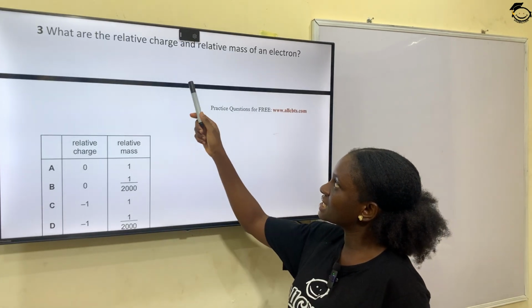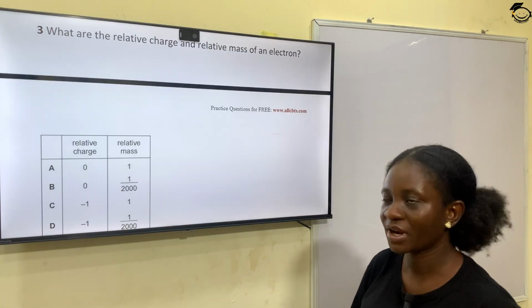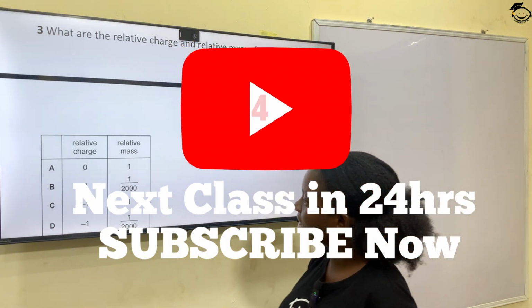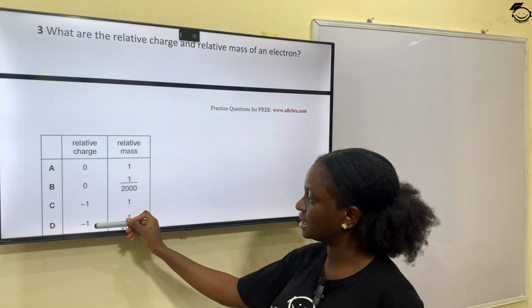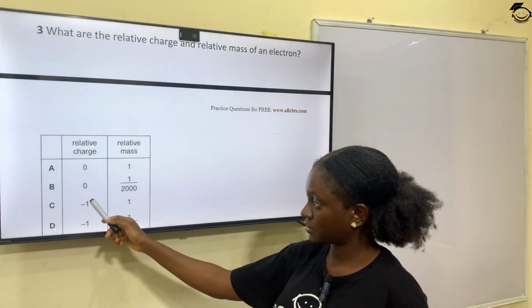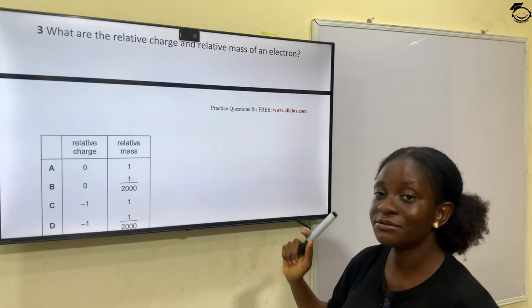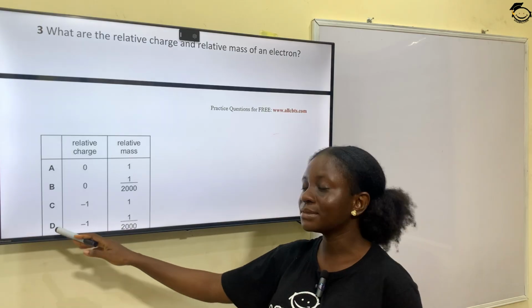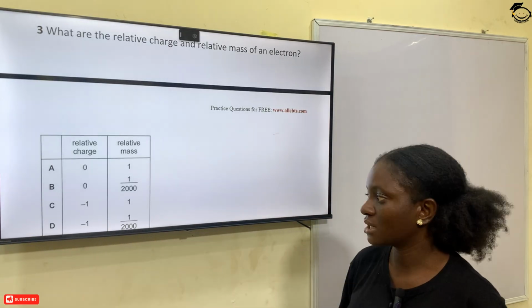Question 3. What are the relative charge and relative mass of an electron? An electron is negatively charged. So looking at these options, which one is negatively charged? We have option C and D. So that's -1. An electron has a relative charge of -1 and a relative mass of 1 over 2000. So that makes option D the correct answer. -1 and 1 over 2000.